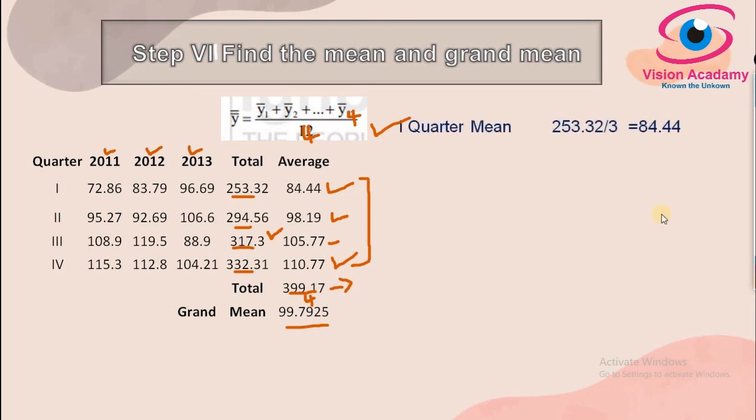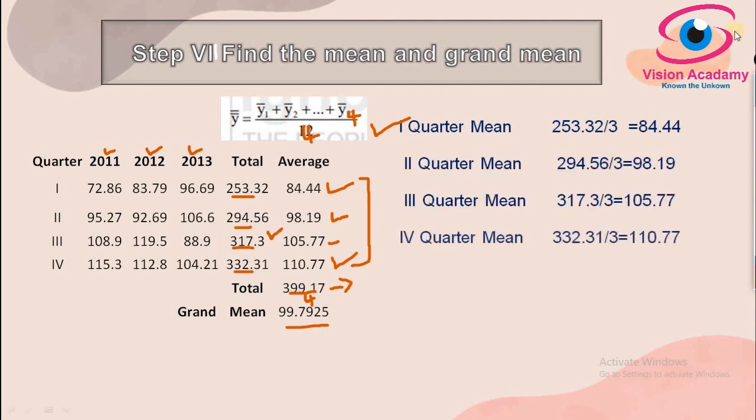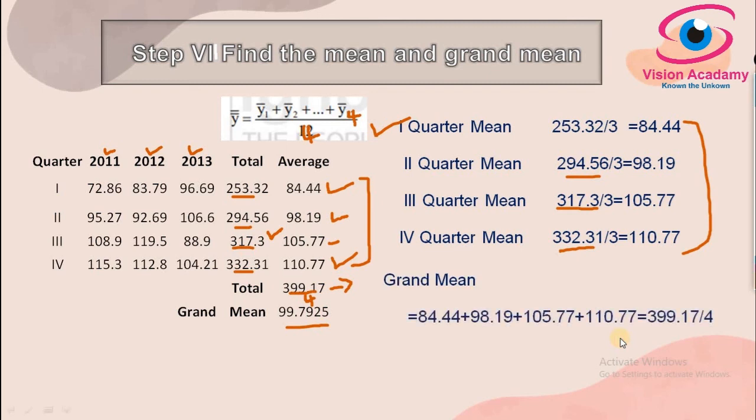So the quarter 1 mean is 253.32 divided by 3, which is 84.44, and for the second quarter you can see 294.56 divided by 3, then 317.3, then 332.31. So these are the quarterly averages, and we shall obtain the grand mean also. So we have added all the means.